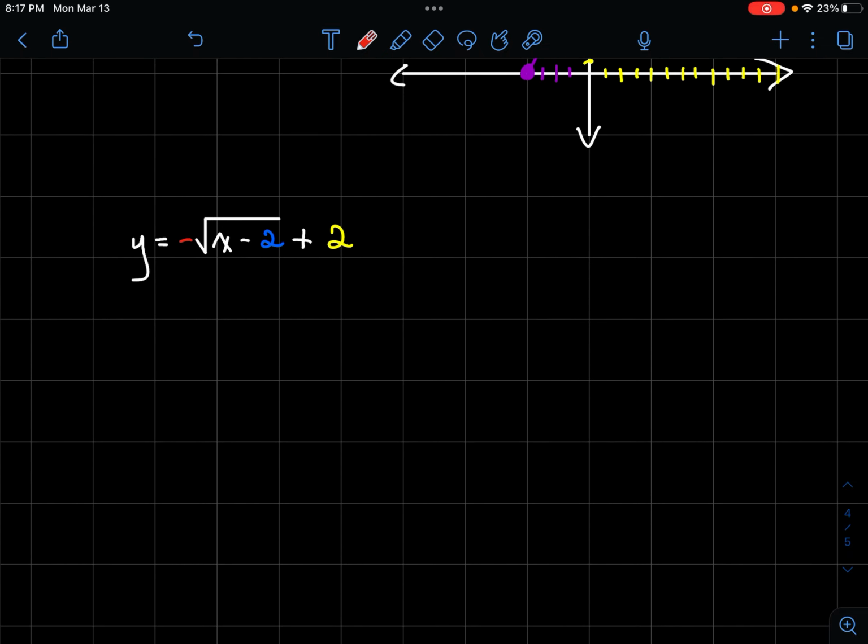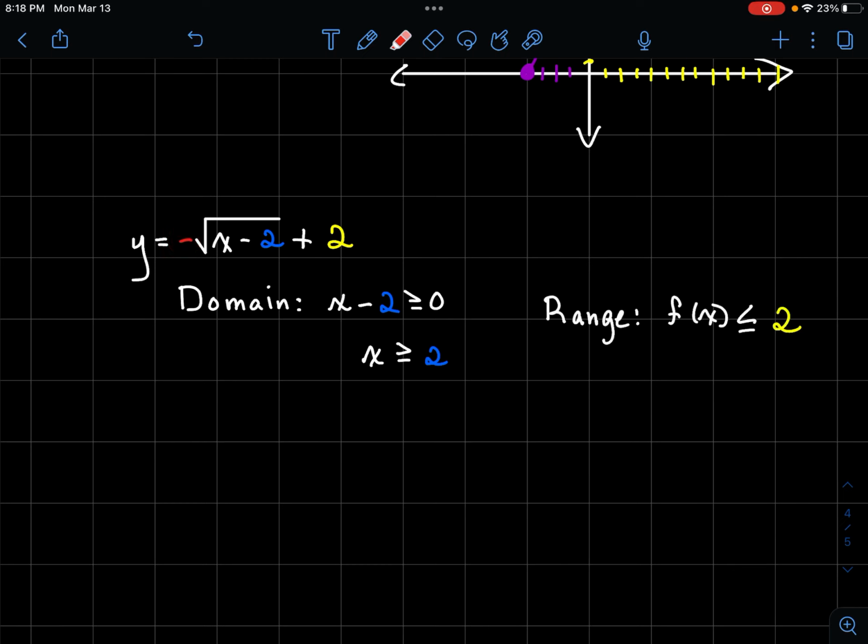And then we have negative square root of x minus 2 plus 2. Sticking with our rule for the domain, anything that's underneath the square root needs to be greater than or equal to 0. We add our 2 over. The domain now is x is greater than or equal to 2. But here, now we have a negative sign out in front, which if you think about the visual picture, the graph is now sloping underneath or going below. So our f of x values are less than or equal to 2.